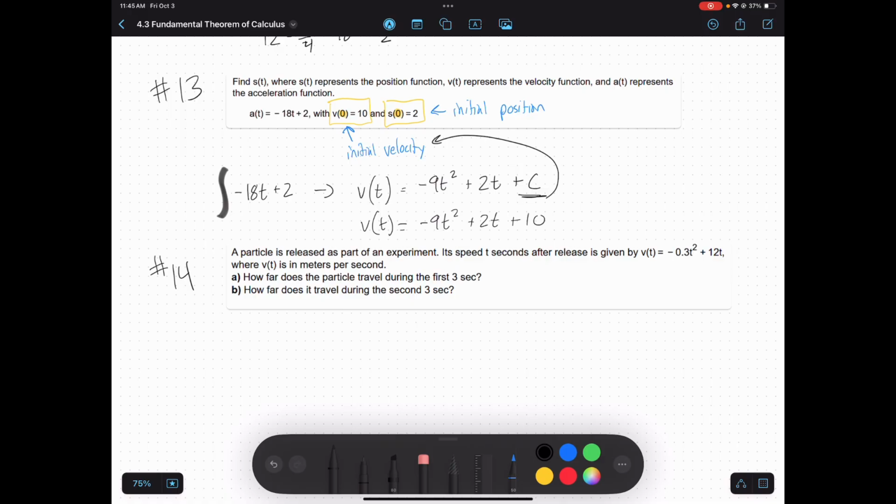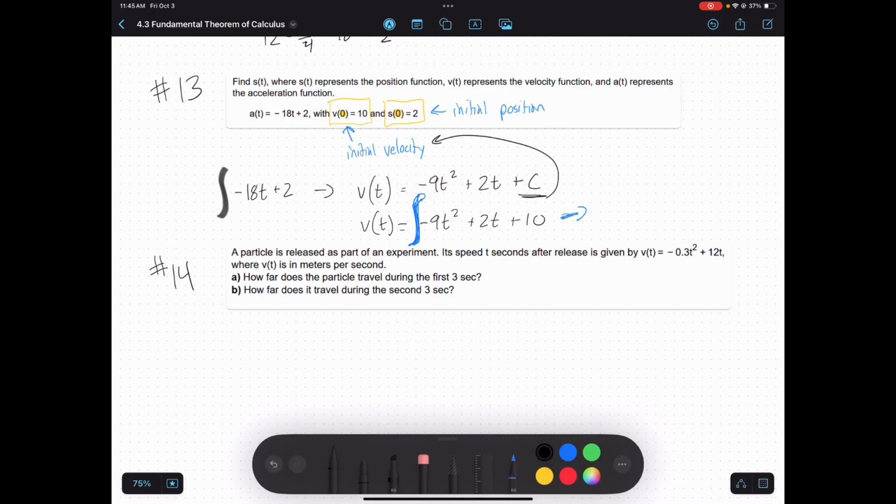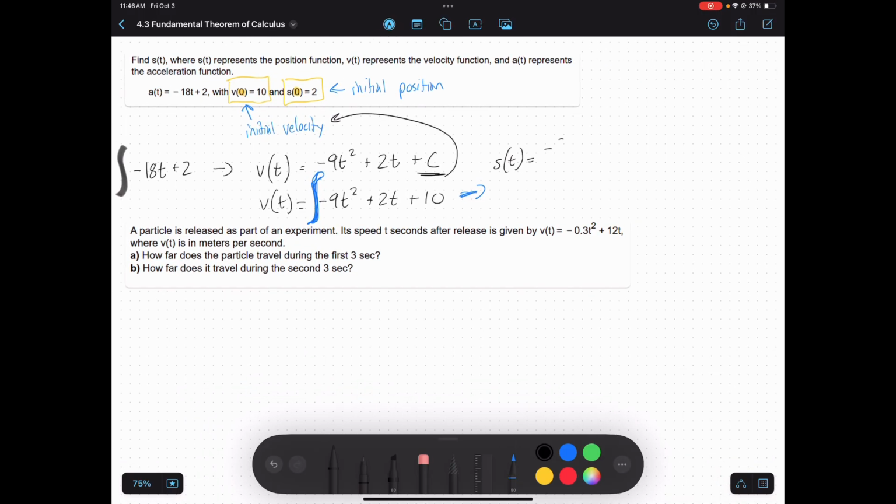So how do I find my position? I'm going to do this again. I'm going to take the antiderivative, the indefinite integral of my velocity function, and see what it gives me. This will be my position function. Once again, I'm going to do this pretty quickly. And so I get negative 3t cubed plus 2t squared over 2, which is just t squared, plus 10t plus c. Do I know what c has to be? I do, because I'm given an initial position. So my position function is negative 3t cubed plus t squared plus 10t plus 2.